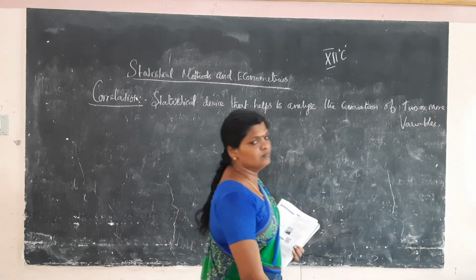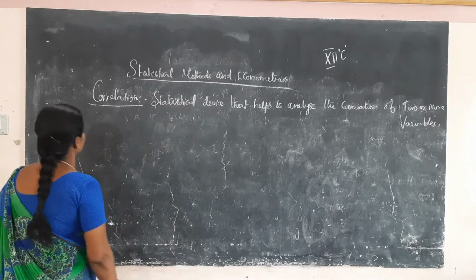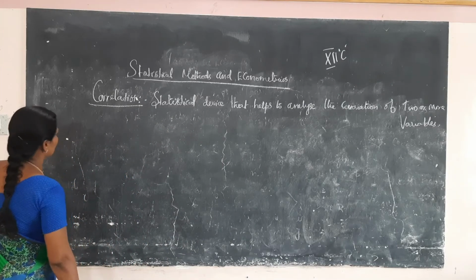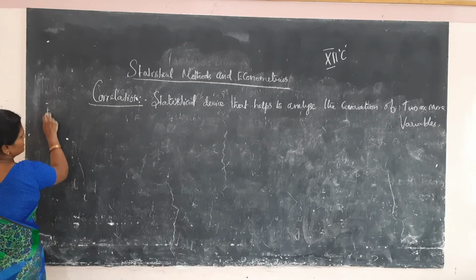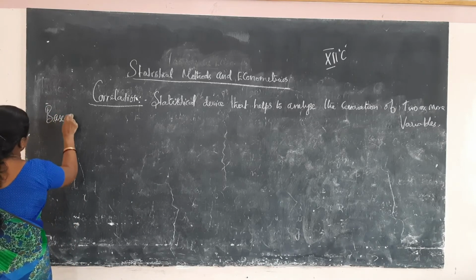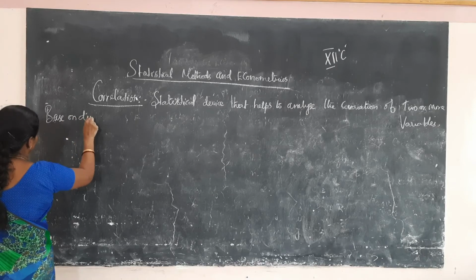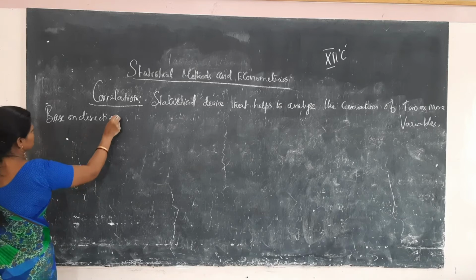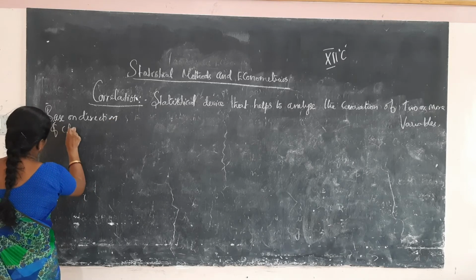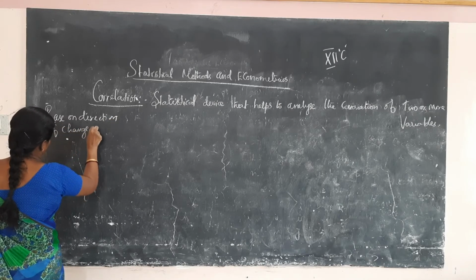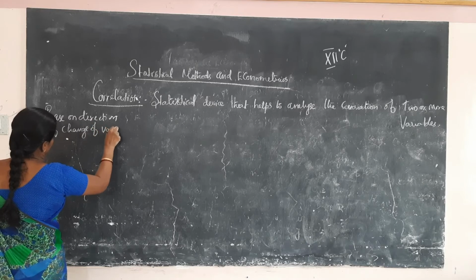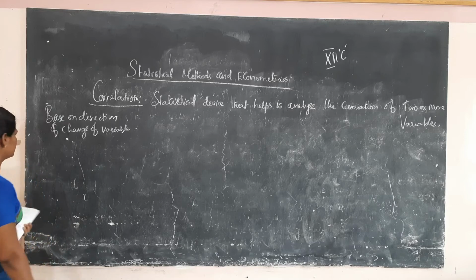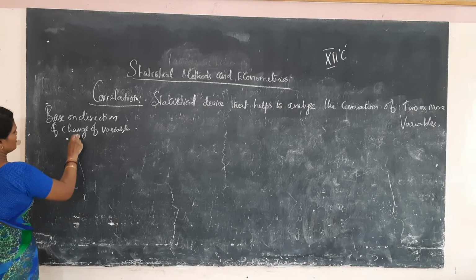There are three most important ways in correlation. First one is based on direction of change of variables, and it is positive correlation and negative correlation.